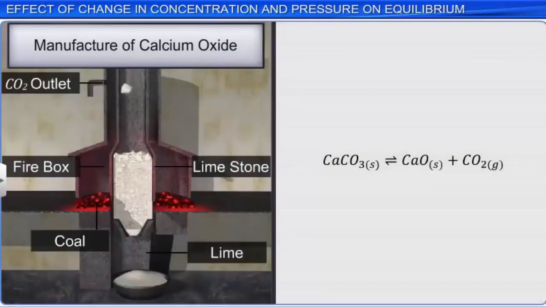In the large-scale production of calcium oxide from calcium carbonate, which is used as an important building material, carbon dioxide is constantly removed from the kiln, which drives the reaction to completion.